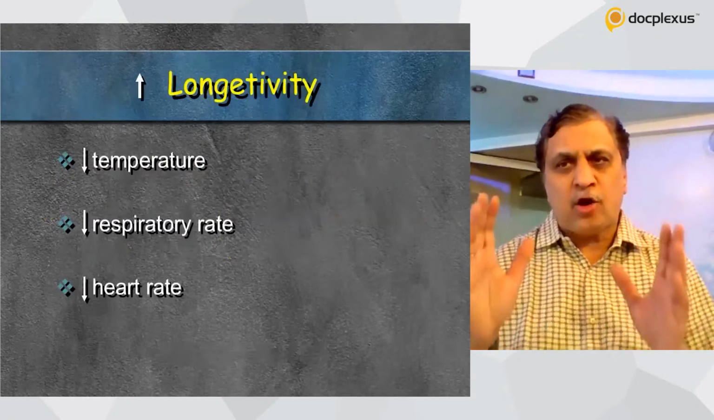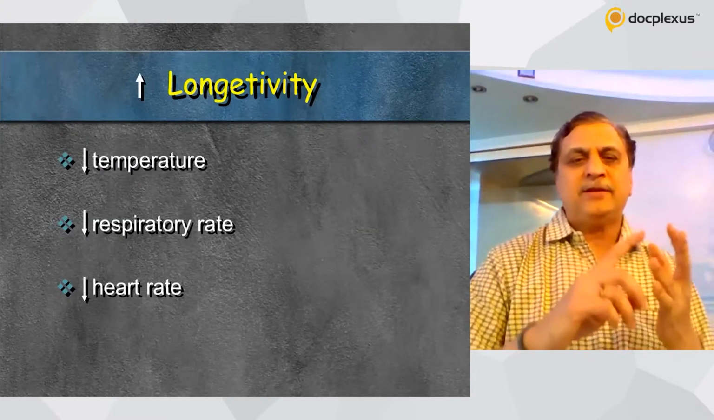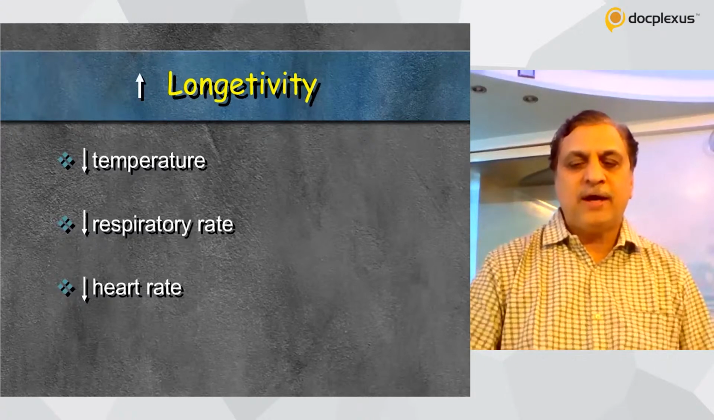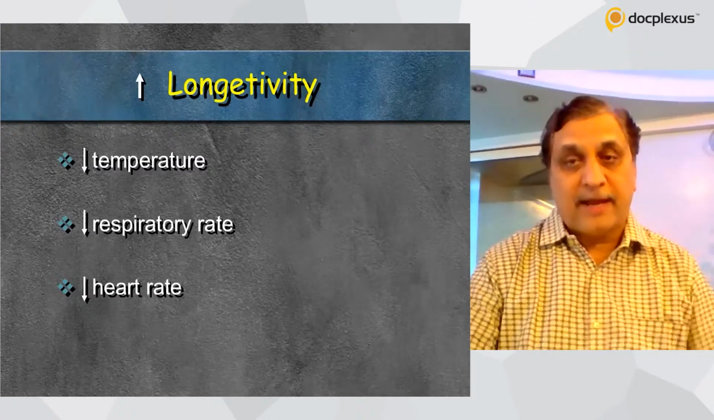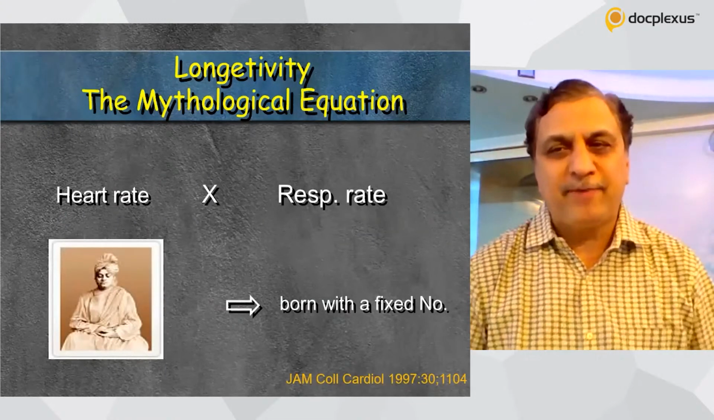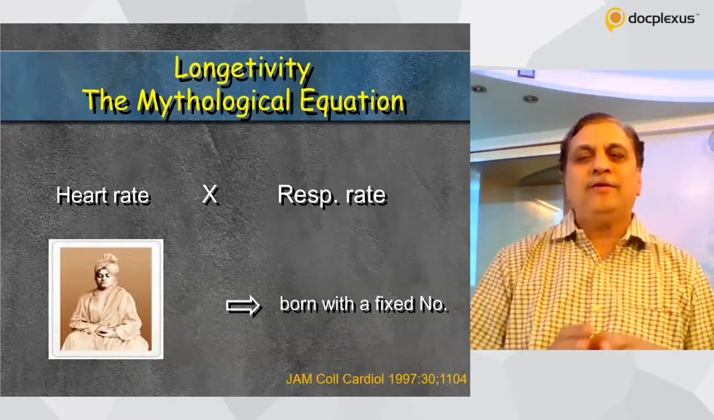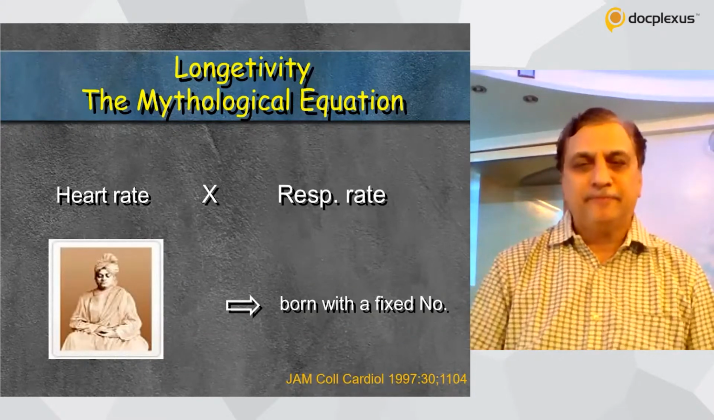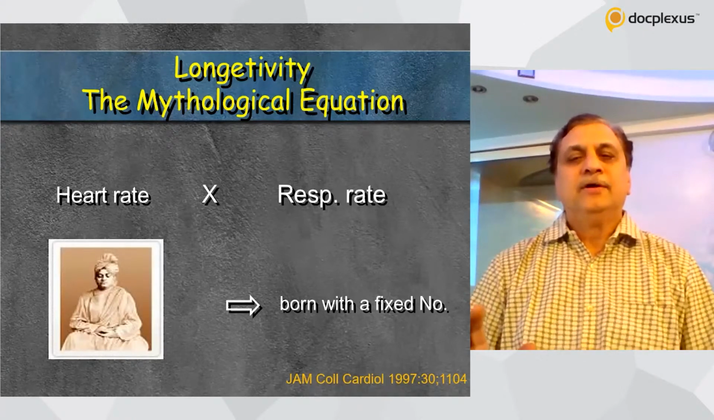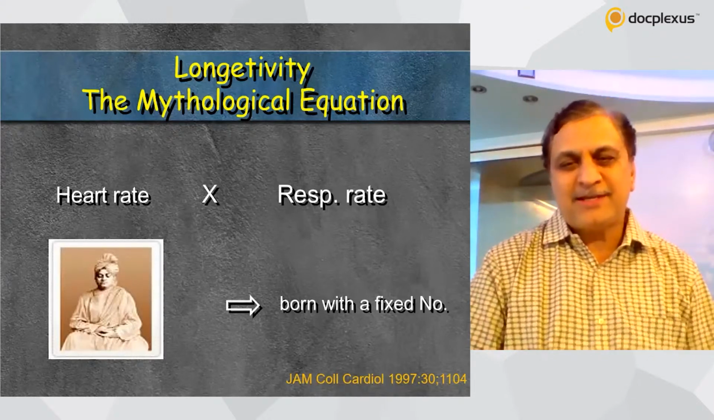Now, if you see longevity, overall, lesser the temperature of the body, lesser the respiratory rate, and lesser the heart rate, you are going to live longer. Remember this. And that is why different animals have a different lifespan. And this is an interesting mythological equation which people don't believe, but I must show it because it is mentioned 2000 years ago, that everybody is born with a fixed number, which is heart rate into respiratory rate. Everybody's number is different. So if your heart rate is low, your respiratory rate is low, you will live longer. So this is a mythological equation.